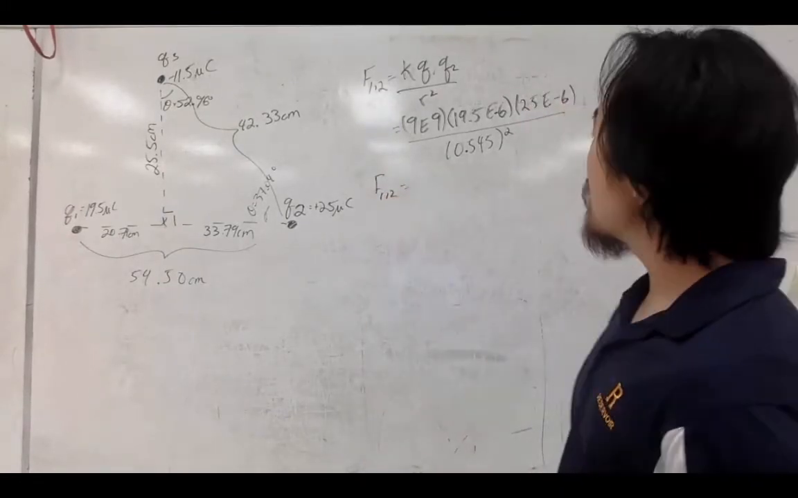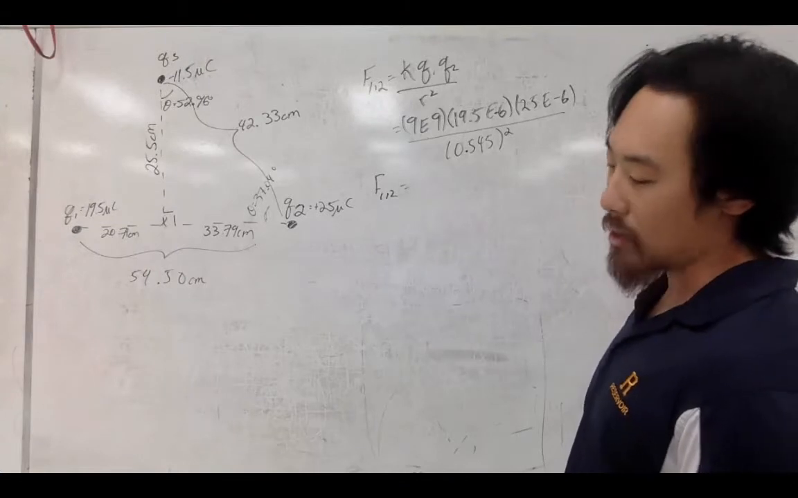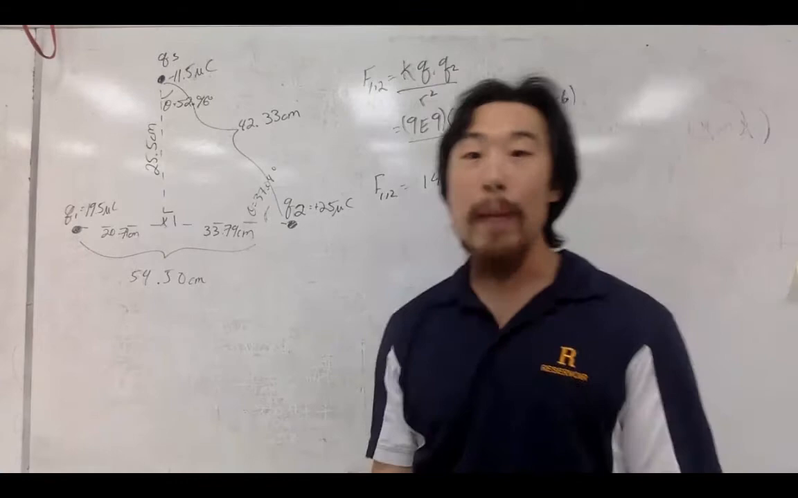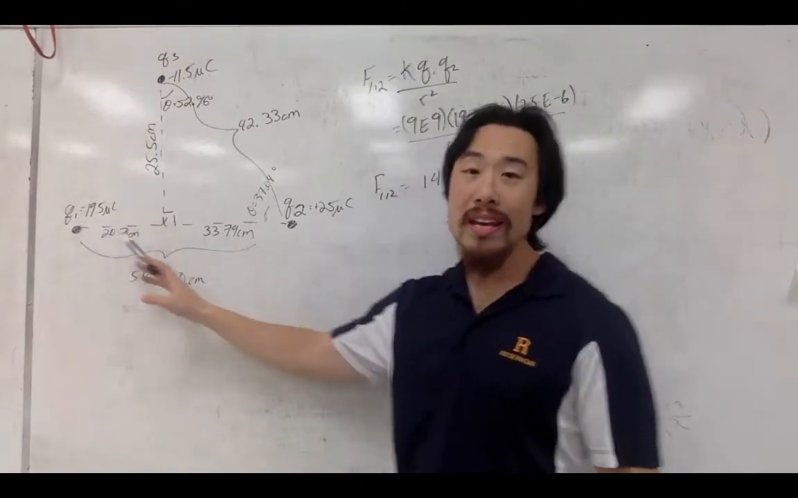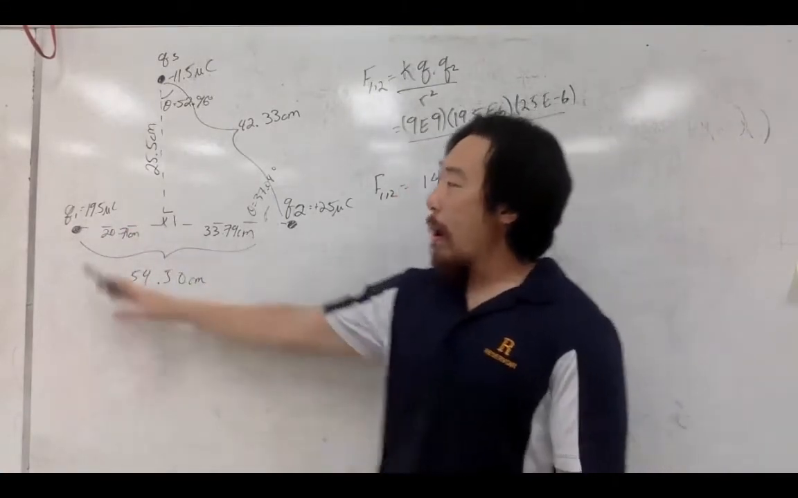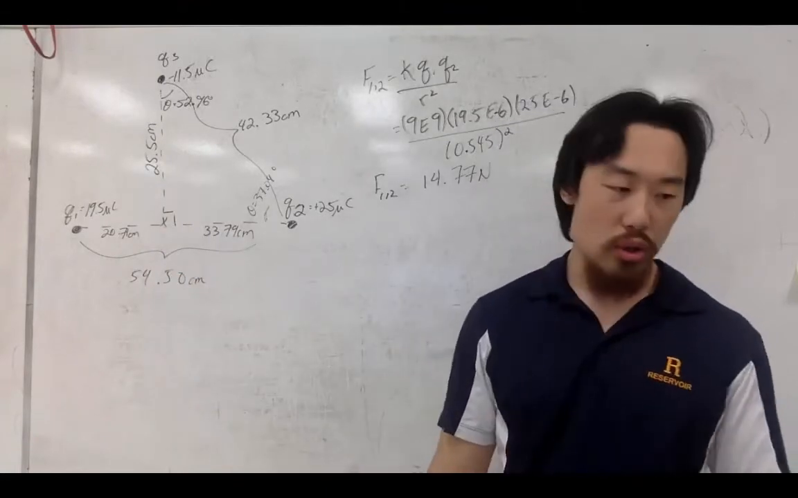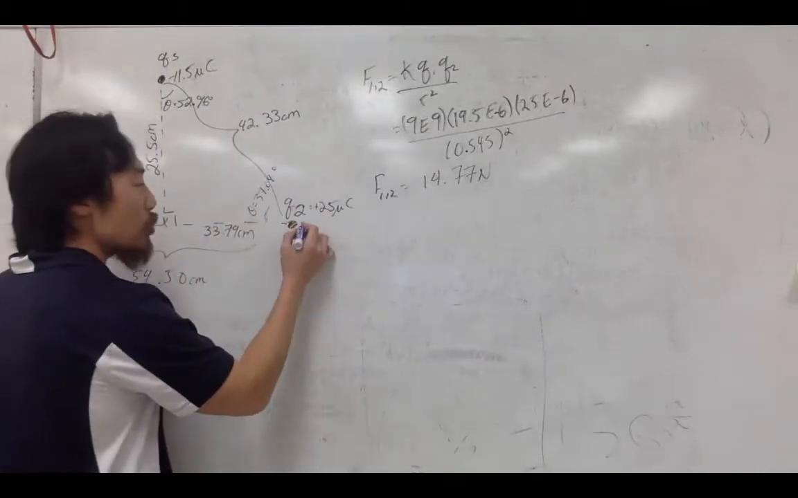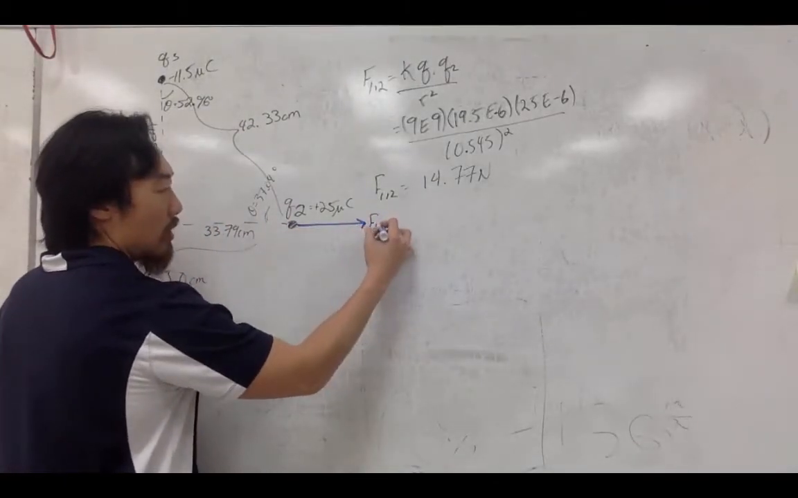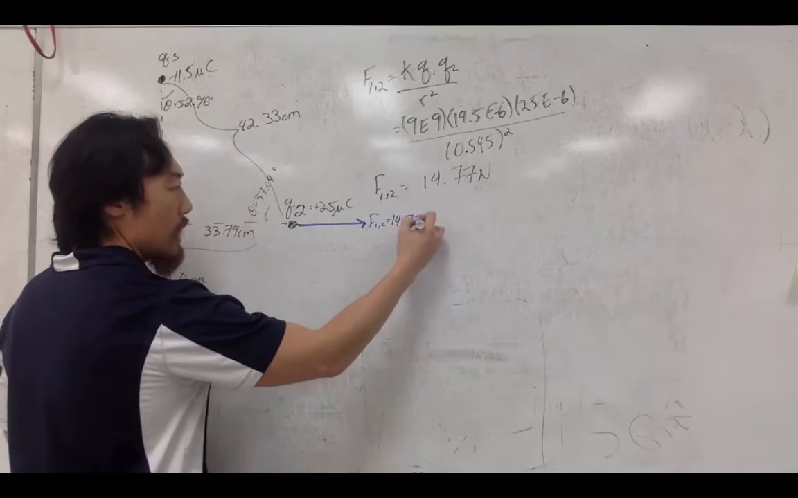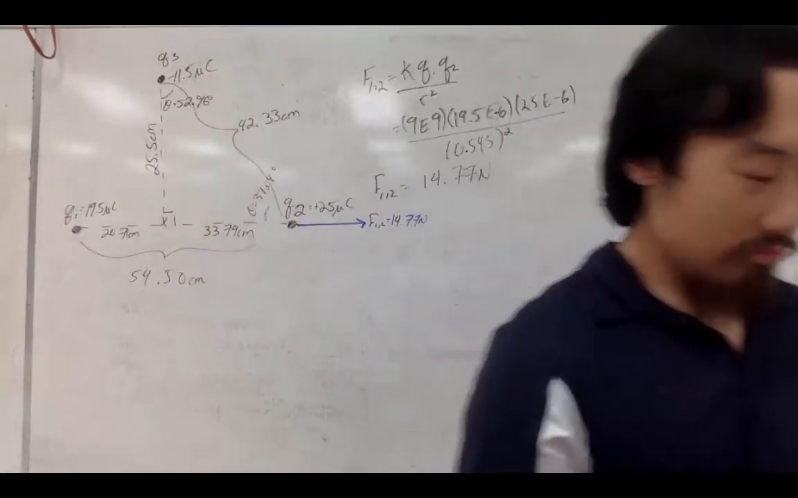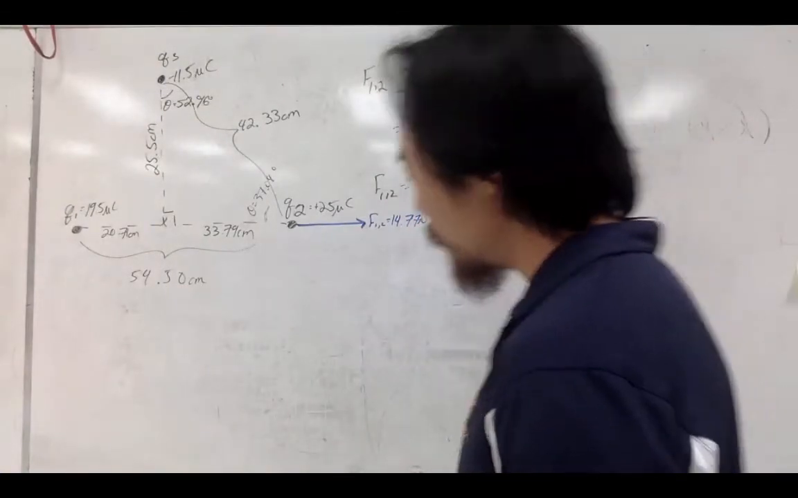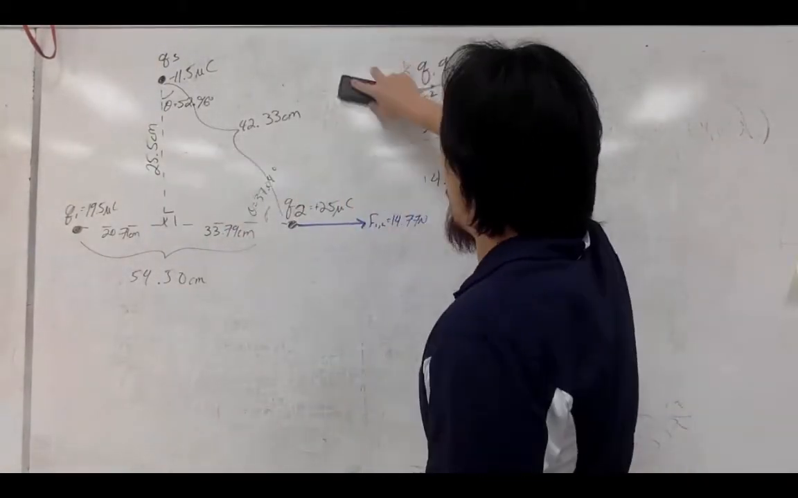The force that 1 has on 2 is positive 14.77 newtons. Now what that positive means is that force 1, or charge 1, is pushing charge 2 because they are like charges, and like charges repel. So charge 1 will push charge 2 horizontally. This way. I'm gonna write that in. Like so. Wonderful! Next up, we have to see what charge 3 is doing to charge 2. We're going to use Coulomb's law one more time.